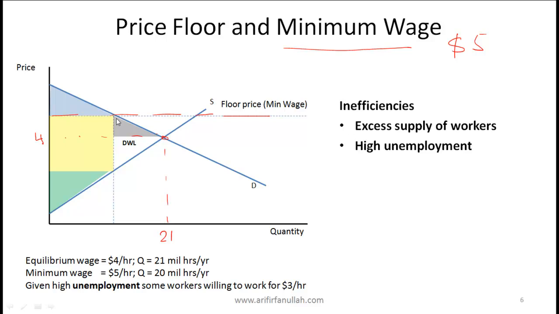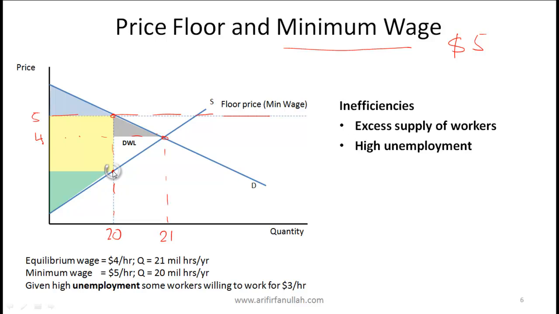So at a wage of 5, now the demand for labor, represented by this downward sloping demand curve, what will happen to the demand for labor? This goes down. So the demand for labor is now down to, let's say, 20 million hours per year of labor. Now at this lower quantity of 20, the providers of labor, so this is unskilled labor, are actually willing to work at a lower price. So if they are willing to work for $3, we have this situation.